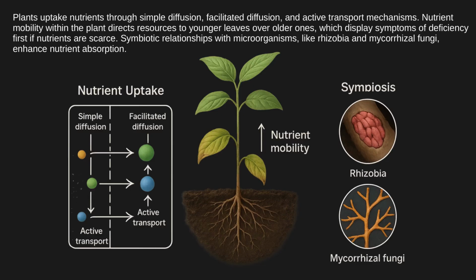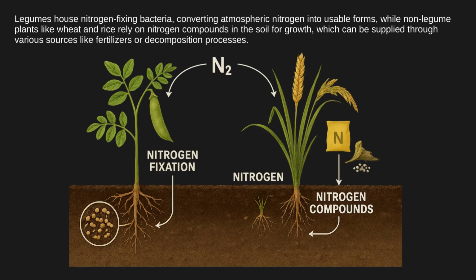Plants uptake nutrients through simple diffusion, facilitated diffusion, and active transport mechanisms. Nutrient mobility within the plant directs resources to younger leaves over older ones, which display symptoms of deficiency first if nutrients are scarce. Symbiotic relationships with microorganisms like rhizobia and mycorrhizal fungi enhance nutrient absorption. Legumes house nitrogen-fixing bacteria, converting atmospheric nitrogen into usable forms, while non-legume plants like wheat and rice rely on nitrogen compounds in the soil for growth, which can be supplied through various sources like fertilizers or decomposition processes.